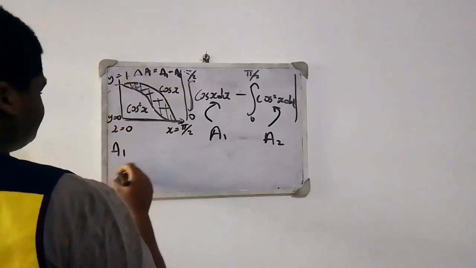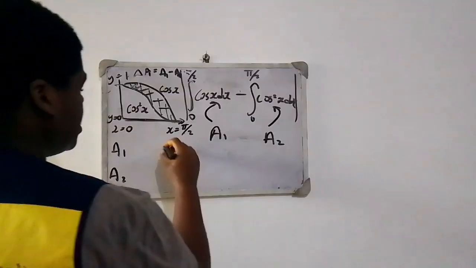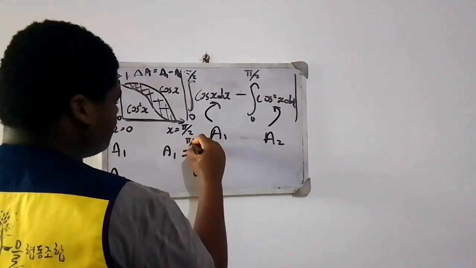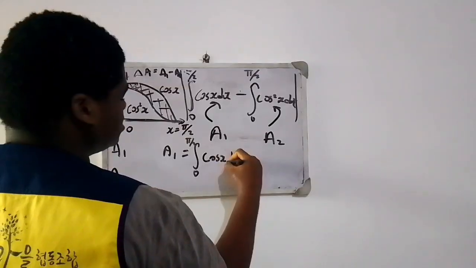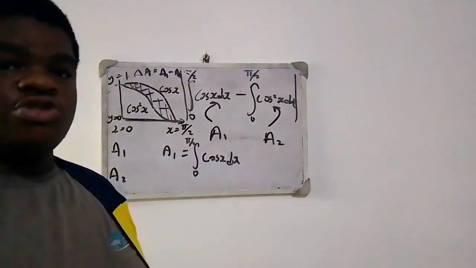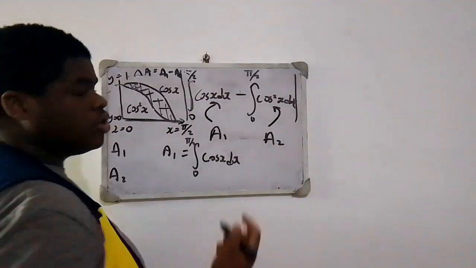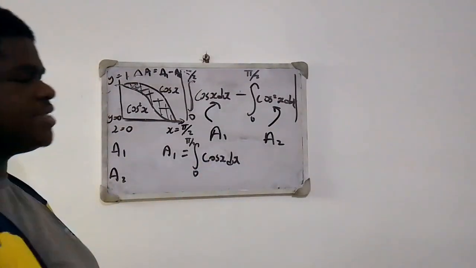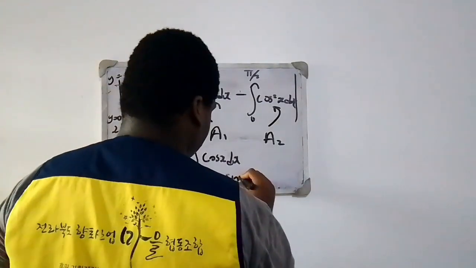So now what is a1 and what is a2? a1 is equal to the definite integral from 0 to pi over 2 of cos x dx. Now what's the integral of cos x with respect to x? The integral of cos x is equal to sin x, because the derivative of sin x is equal to cos x, so the antiderivative of cos x will equal sin x.